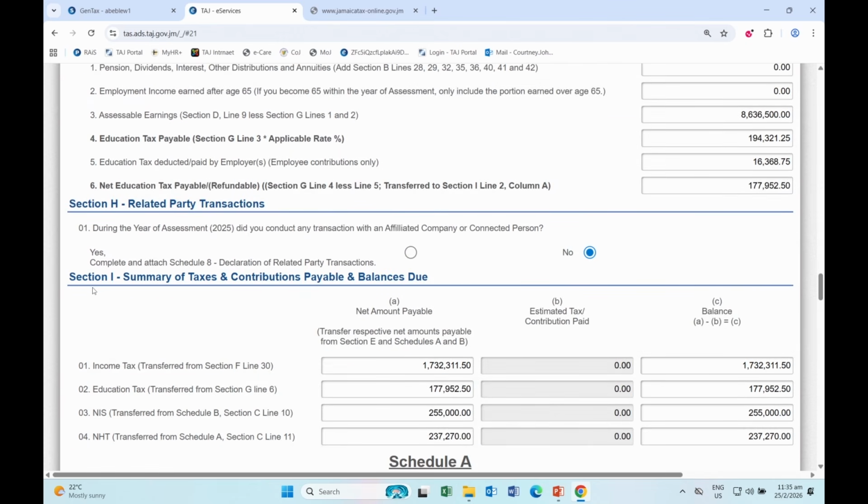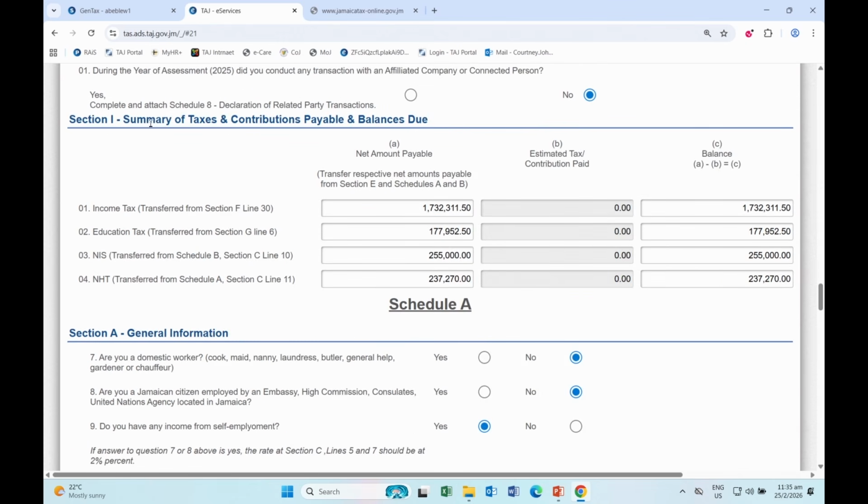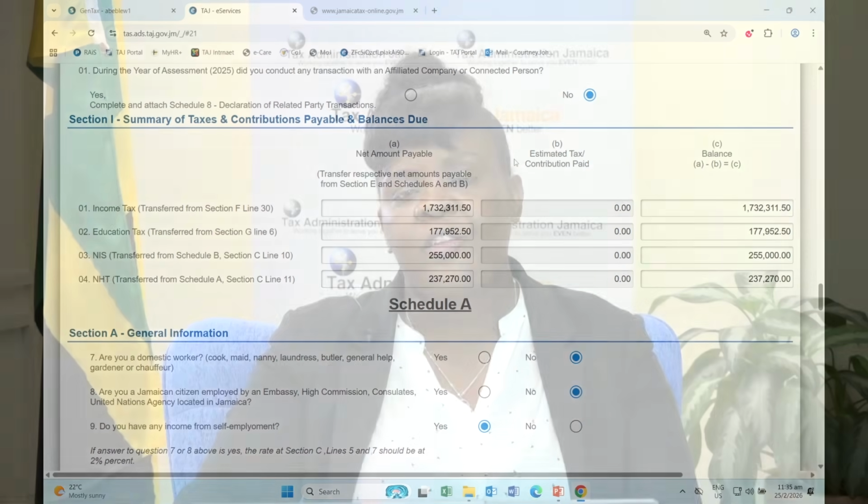So let's go to section I. Section I gives the summary of taxes and contributions payable and whatever balances are due. Column A of section I has the net amount payable. And if you look to the left side, it will show each tax type. So income tax is the first one, then education tax, and NIS and NHT. So we'll review each of them going across. The income tax for the year was $1,732,311.50. There was no estimated payment made, no contributions were made throughout the year.